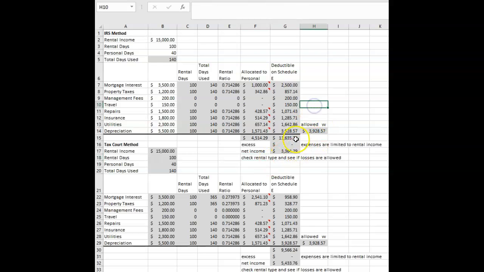So in this case, I have this set. There's $15,000 income. There's $11,635 in expenses, which is just the sum of all these. So sum of G7 through G14. So there is a net income of $3,364 showing here. But if my rental income was only $9,000 with the same expenses, now all of a sudden my income is only $9,000 and my expenses are $11,635. So depending on the type of rental you have, you cannot deduct more than $9,000 in expenses.